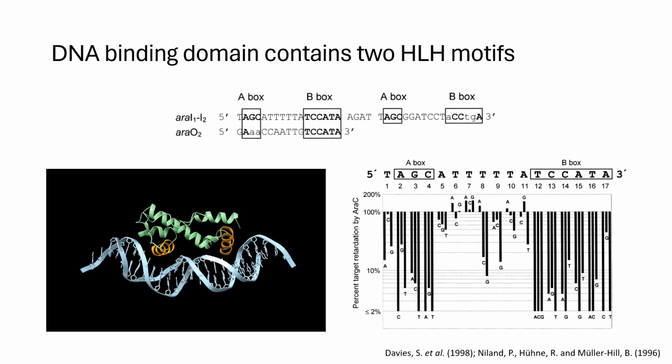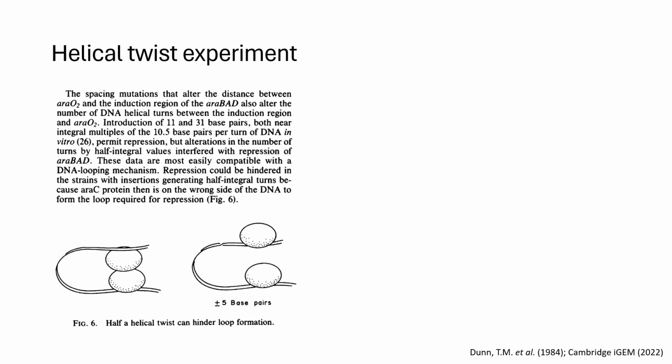So how did they uncover the looping mechanism? In one of the key experiments, scientists varied the distance between O2 and I1 by inserting random base pairs and testing their repression without arabinose. They found that if the distance was a multiple of 10.5 to 11 base pairs, corresponding to a full helix turn, repression was retained at wild type level. But if it was half a turn, repression was hindered due to an energetic barrier.